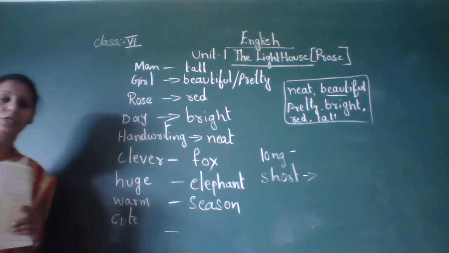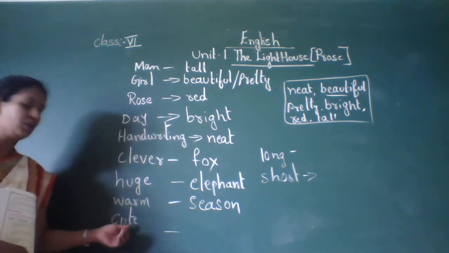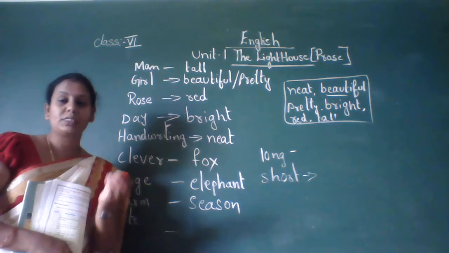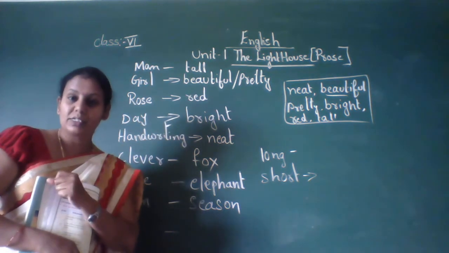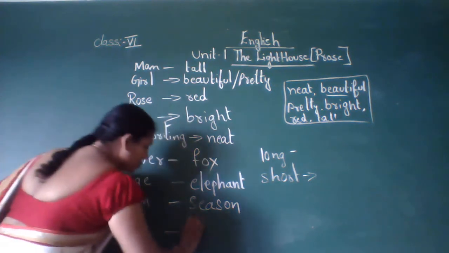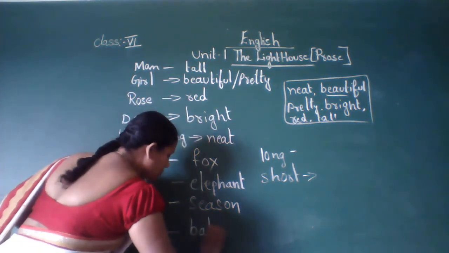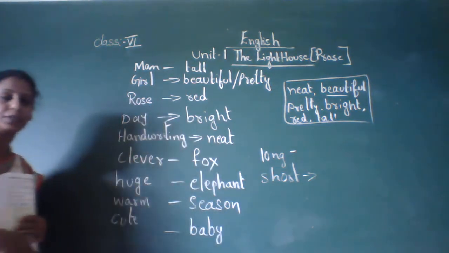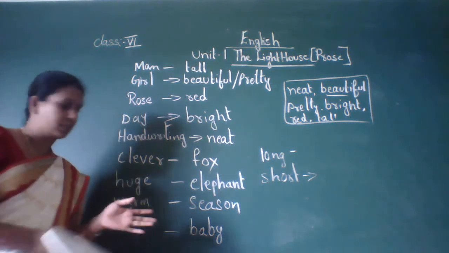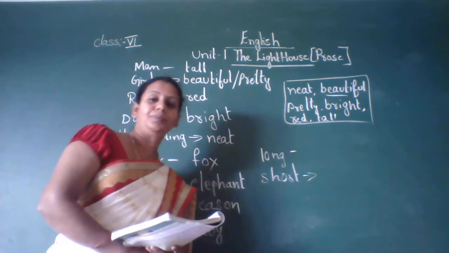Cute. So for whom do we use cute? To describe a baby. Wow, it's a cute baby. Isn't this baby so cute? Like that you use it. So for a baby we use cute. Cute baby. How cute this baby is. Like that. Okay.